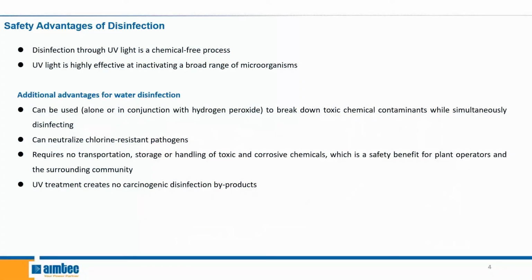Disinfection through UV light is a chemical-free process. UV light is highly effective at inactivating a broad range of microorganisms. On top of what we mentioned previously, this type of disinfection process requires no transportation, no storage, or handling of toxic and corrosive chemicals, which is a safety benefit for plant operators and the surrounding community. UV treatment creates no carcinogenic disinfection byproducts as well, so it's a much cleaner way to disinfect products.